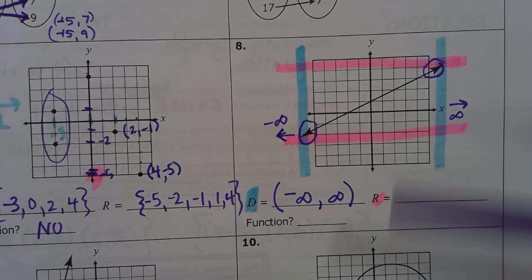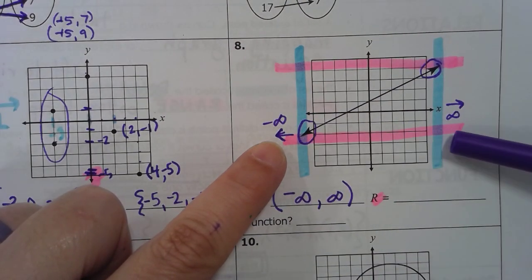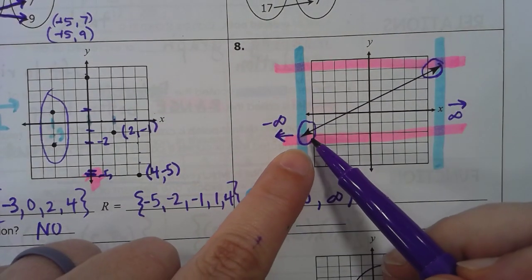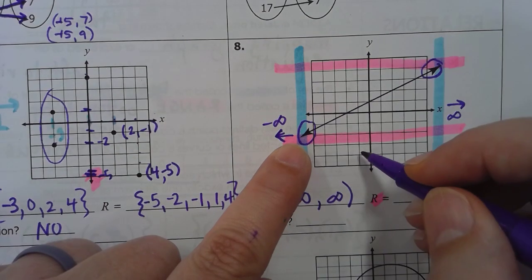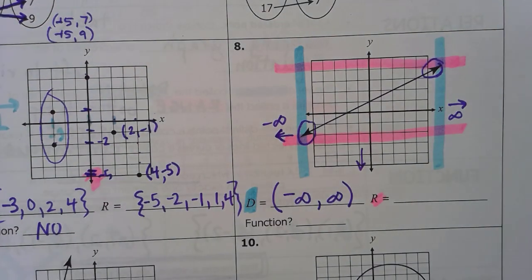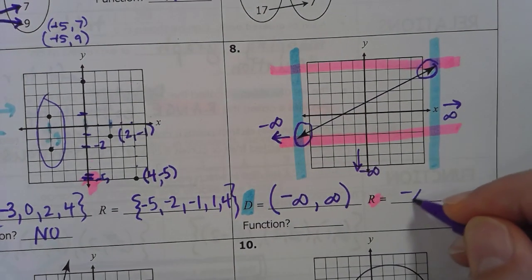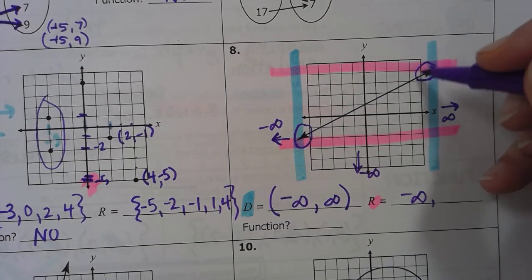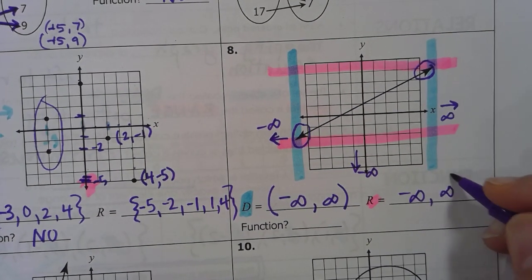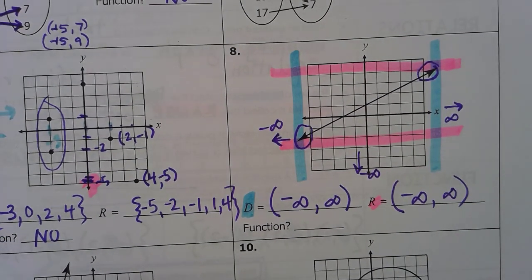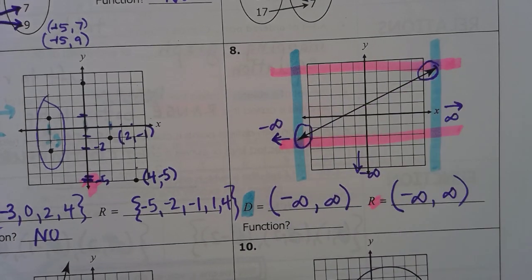Okay, and then we look. What is this pink line down here touching? It's touching an arrow, which means it's going to keep going down forever and ever and ever to -infinity. And the one at the top has another arrow, which is positive infinity. And then does this pass the vertical line test? Yeah.